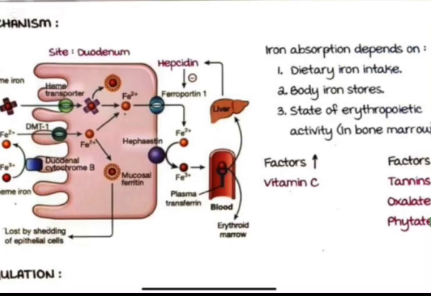This is a cell in the duodenum. On the lumen side, you have the heme transporter, and food is giving you heme iron. Then you have ferrous and ferric iron. Heme iron goes to the heme transporter. Ferric iron, which is non-heme iron, is converted to ferrous iron and goes to the DMT1 transporter.